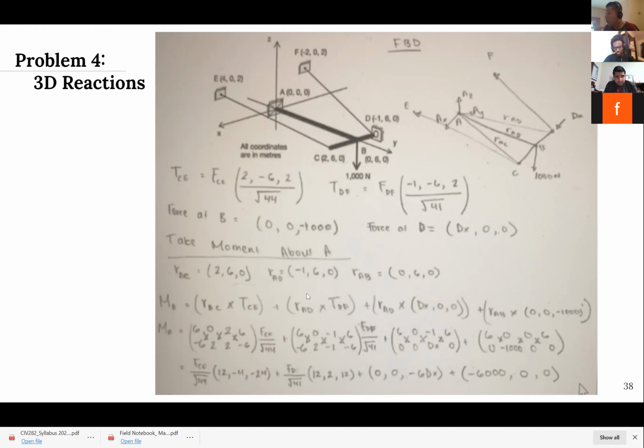So now when you're trying to calculate the moment about A, let's look at our first force, the tension at C to E. What is it connected to from the 3 directions that we just calculated? Obviously, it's connected to point C, which is connected to the RAC. So you're going to cross RAC, cross the tension at CE. And then you're going to do plus RAD cross the tension DF. And then plus RAD cross the DX, because as you can see, RAD is connected to point D, and then plus RAB cross the force at B.